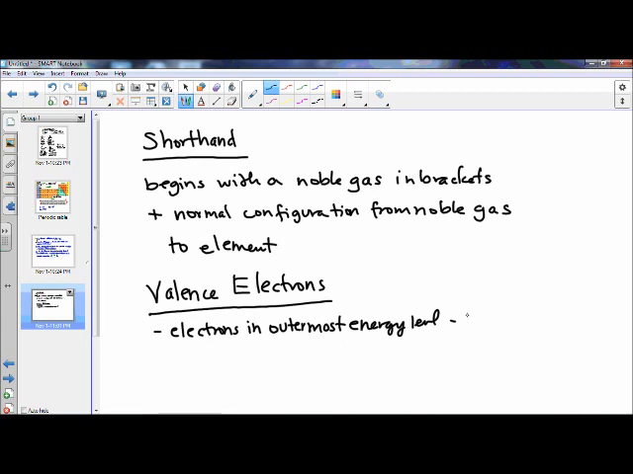Okay, why do we care about the ones in the outermost energy level? These are the electrons that are used to bond atoms together. They're basically the ones on the outside, if you will. In our next unit, we're going to talk about how atoms are bonded to each other. And we're going to discover that it's the valence electrons that are responsible for actually doing the bonding. And what's key for them is how many valence electrons happen to be available.